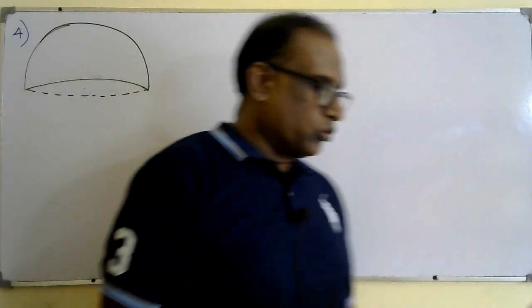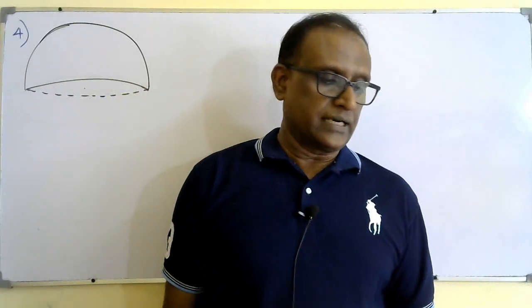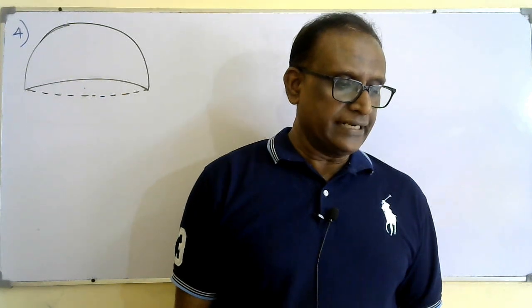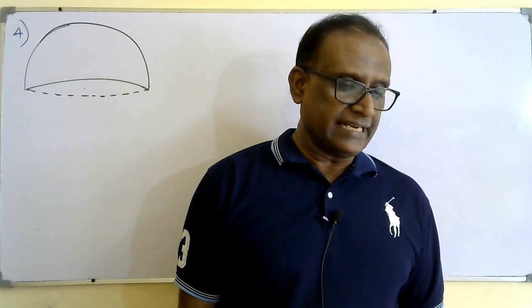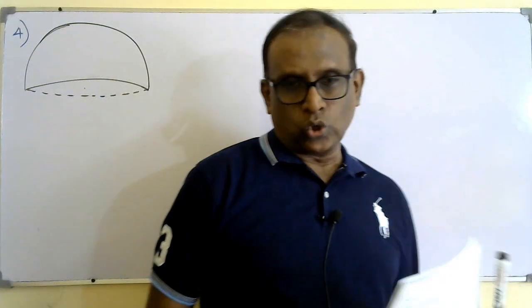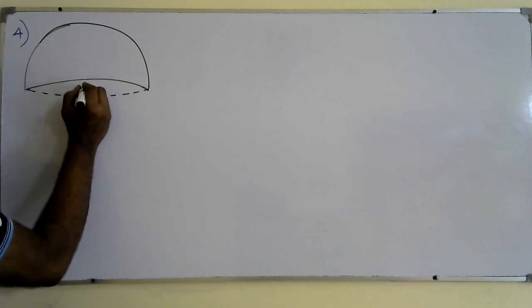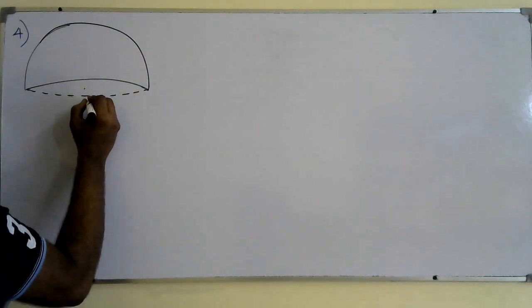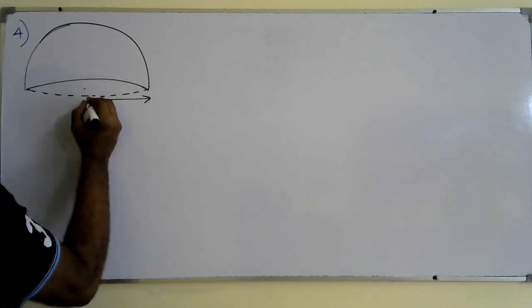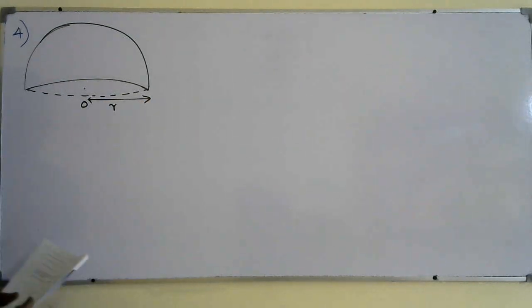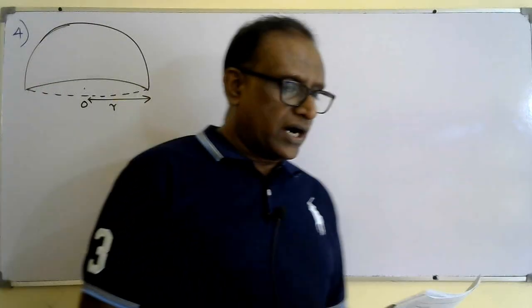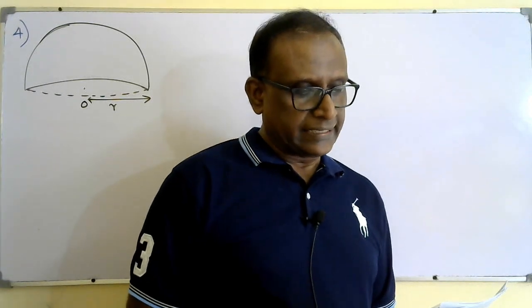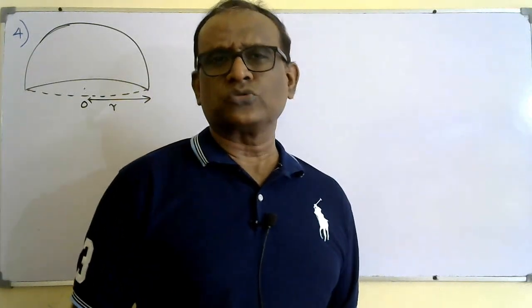Okay, question 4. It's related to center of mass. A uniform solid hemisphere H has radius r and center O. So I drew the diagram. So this is center O and the radius r. So this is r. Show that the center of mass of H is 3r by 8 from O. Okay, it's a standard question.